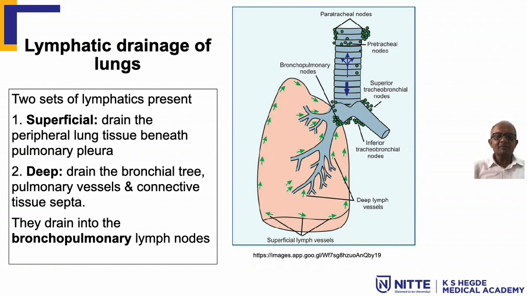The lymphatics from the superficial part drain the peripheral lung tissue and will continue further into the bronchopulmonary lymph nodes. Similarly, the lymphatics from the deep part drain the bronchial tree, the pulmonary vessels, as well as the connective tissue septa. They drain into the bronchopulmonary lymph nodes.